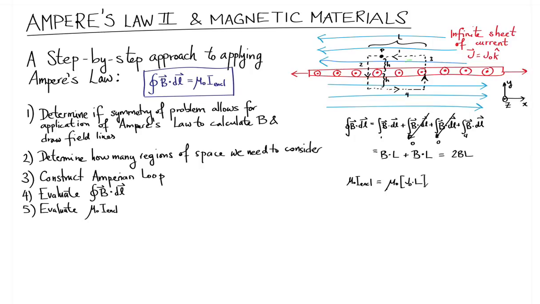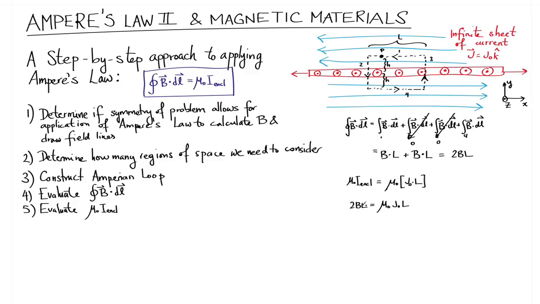Times L. Okay, so now what we have is we can equate these two things, right? So we know these two quantities are equal. So we have 2BL is equal to mu naught J naught times L.